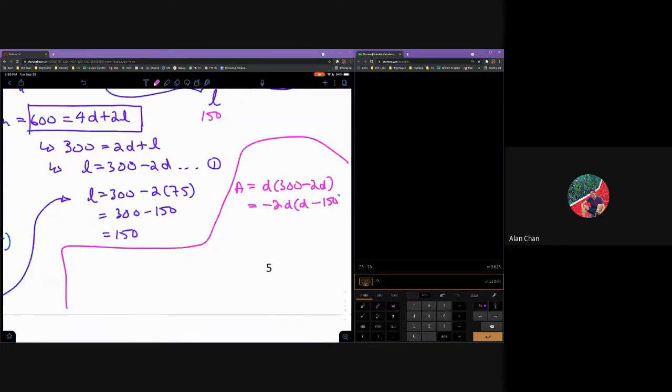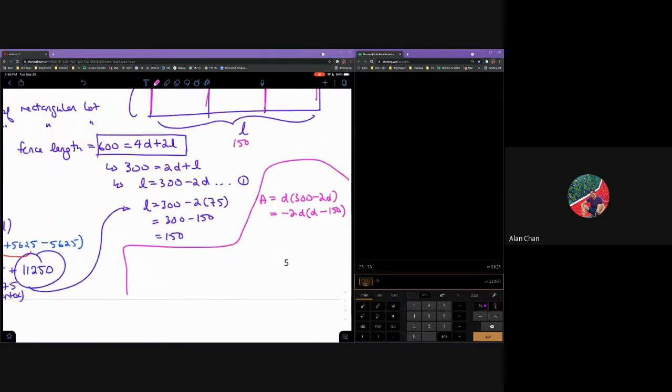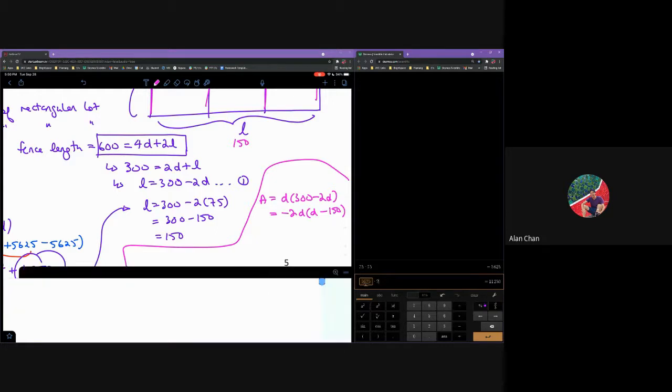And then we'll also have d minus 150. Let me rewrite that, that's ugly as sin. Okay, and hopefully everyone sees how I went from here to here. I just factored out a minus 2. And then what's left over? Well, again, we just need to find the zeros.